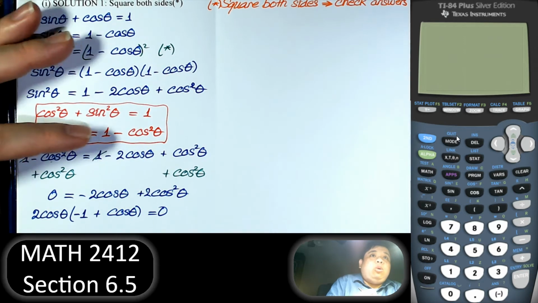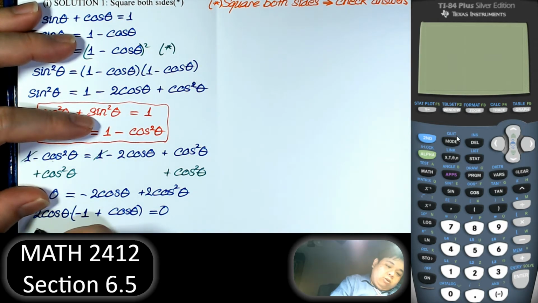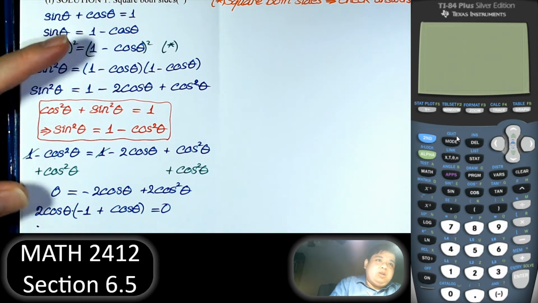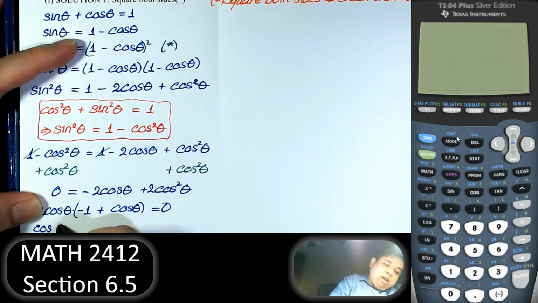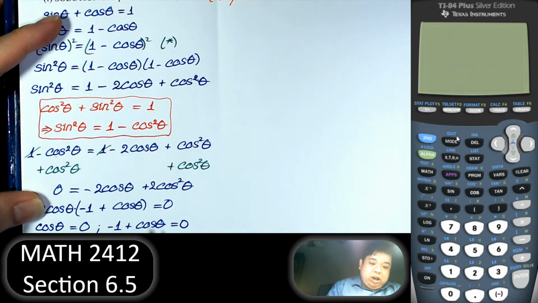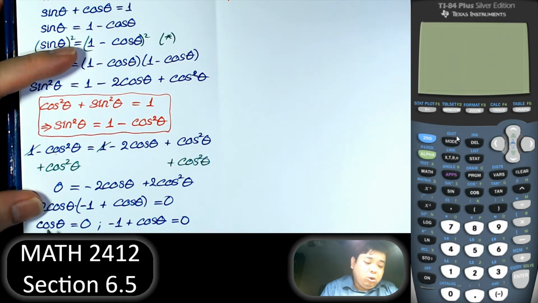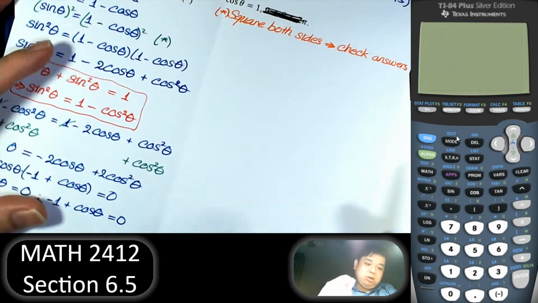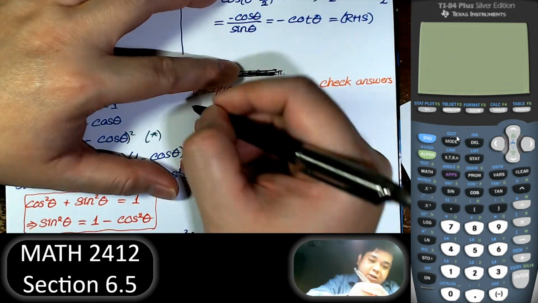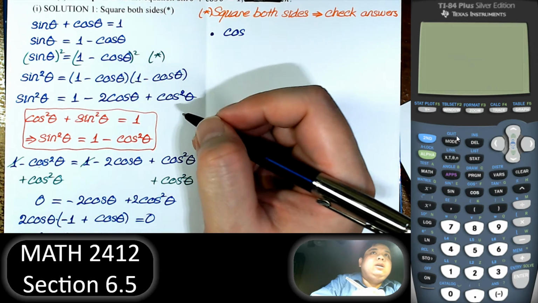equal to 0. When we have a product equal to 0, it means one of the factors is equal to 0. Of course, 2 is not going to be 0, so 2 doesn't help. But we have cosine equal to 0, or we have minus 1 plus cosine of theta equal to 0. So from this equation, we have cosine equal to 0 and minus 1 plus cosine equal to 0. So we're going to do both of them. Right, first, cosine equal to 0.